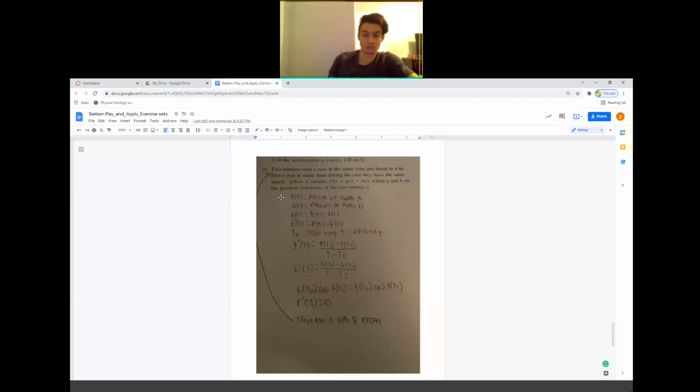So for my 4.2 play, I chose to do number 1. And number 1 says to verify that the function satisfies the 3 hypotheses of Rolle's theorem on the given interval, and find all numbers C that satisfy the conclusion of Rolle's theorem.